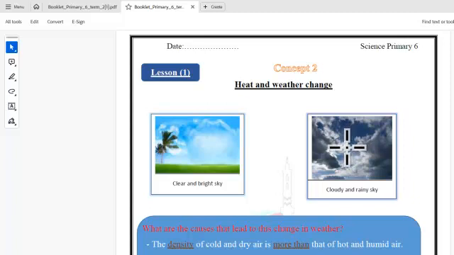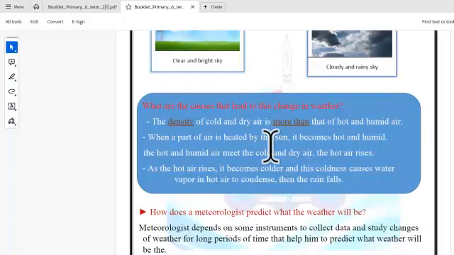What are the causes that lead to this change in the weather? The density of cold and dry air is more than that of hot and humid air. When a part of air is heated by the sun, it becomes hot and humid. The hot and humid air meets the cold and dry air. The hot air rises. As the hot air rises, it becomes colder, and this coldness causes water vapor in the hot air to condense, then the air falls, like the previous concepts in convection current.